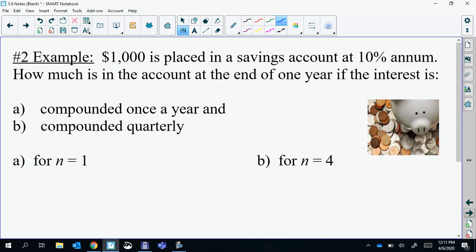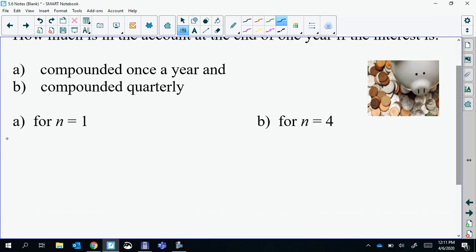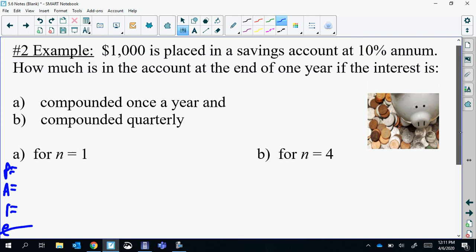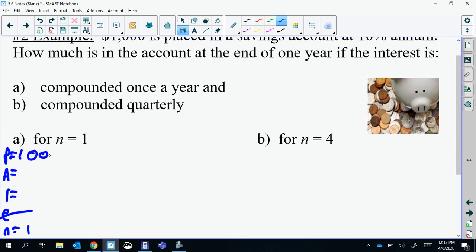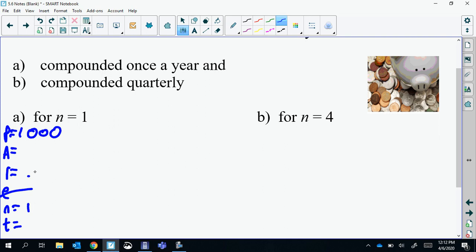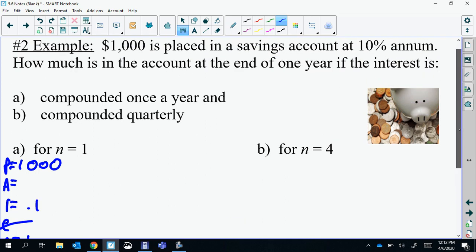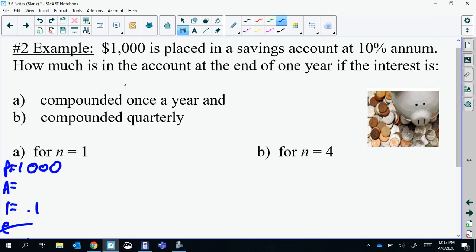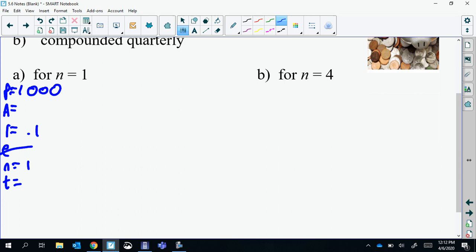Okay, this time we're going to look at what changing how often it's compounded does. I mentioned it earlier, but now we'll actually see it in action. So again, we have our word problem. So here, n equals 1. The principal is 1,000. 10% per annum, that just means 10% is our rate again, 0.1 or 0.10. How much money is in the account at the end of 1 year. So now we have t equals 1 year.